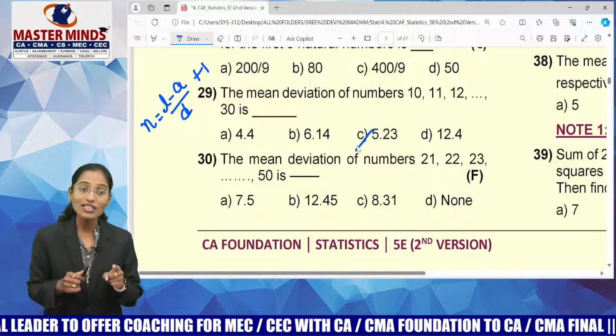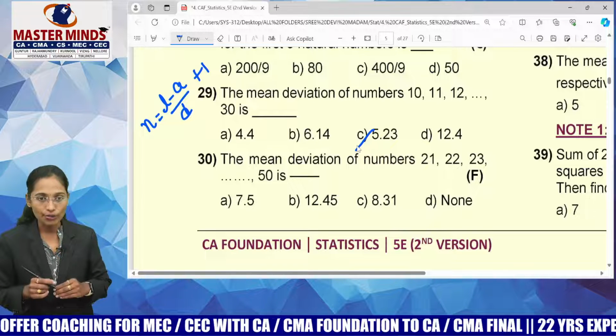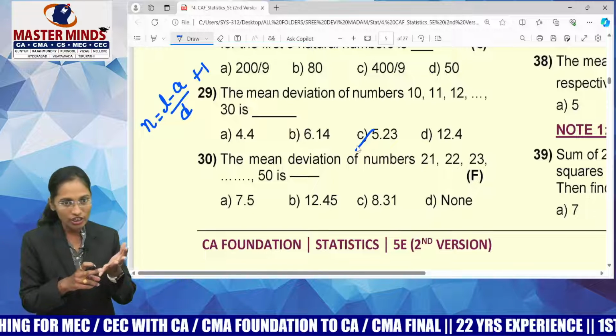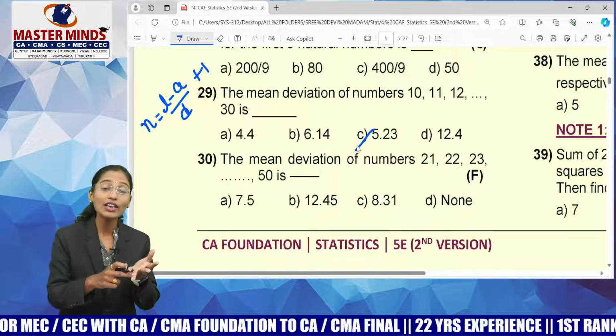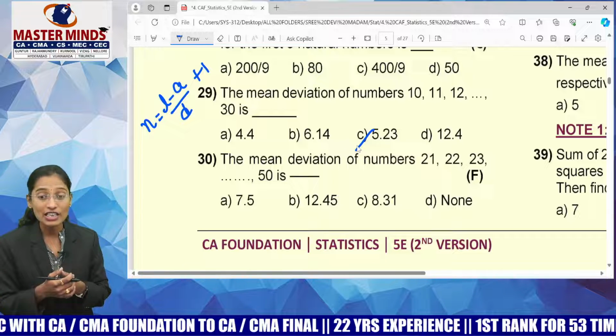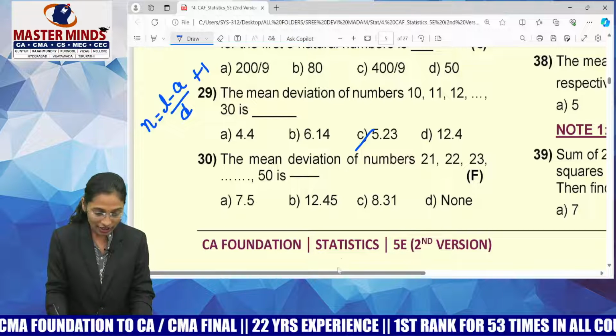Now you know the formula to calculate the arithmetic mean if the observations are in AP? First term plus last term by 2. If he asks you to calculate the coefficient of mean deviation, you can calculate mean deviation by using the formula, and you can calculate the mean from the formula. Got it? So now you can easily do that. Try to understand. It's all about understanding the formula, guys.